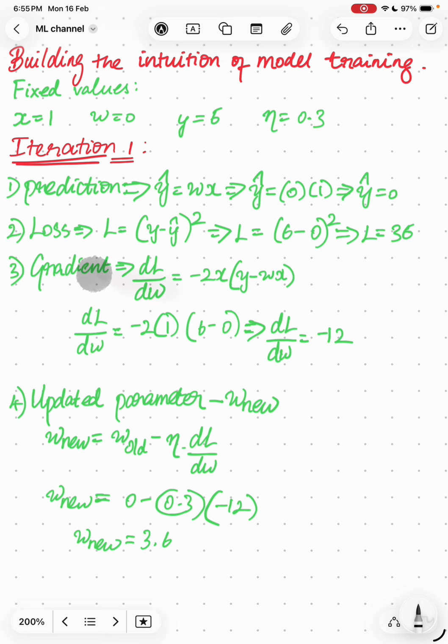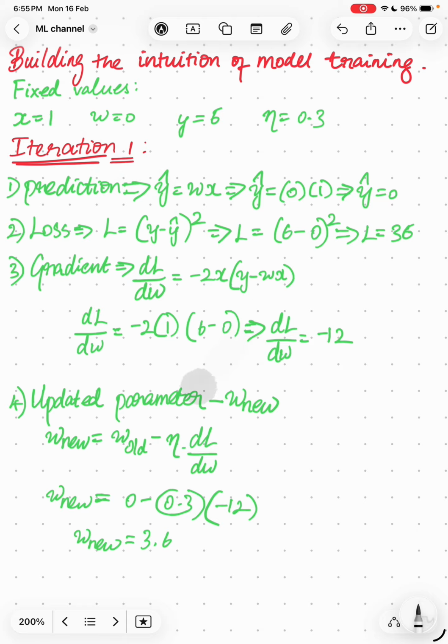Now we will calculate the gradient, dL by dW. We have calculated this already in the previous slides. The derivative of L with respect to W is minus 2x(y minus wx). I'm substituting the respective values. X I'm substituting with 1, y I'm substituting with 6, w is 0. Into x it can be anything, but here in this case it is 1, so that is also becoming 0. So the value of gradient is minus 12.